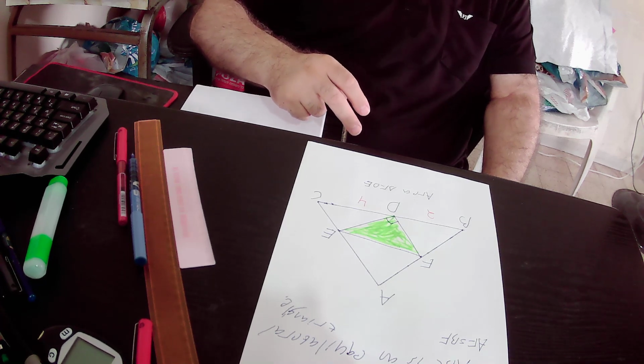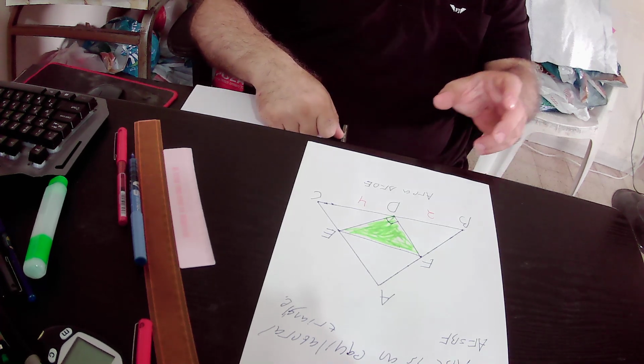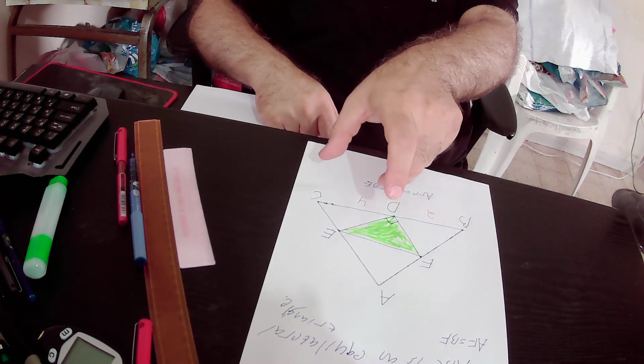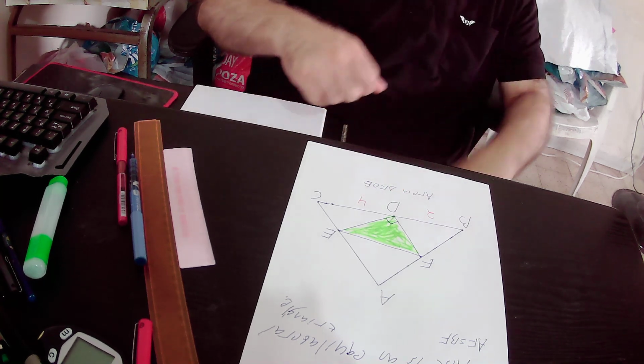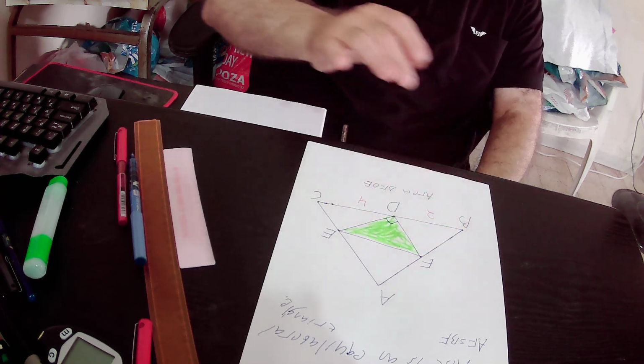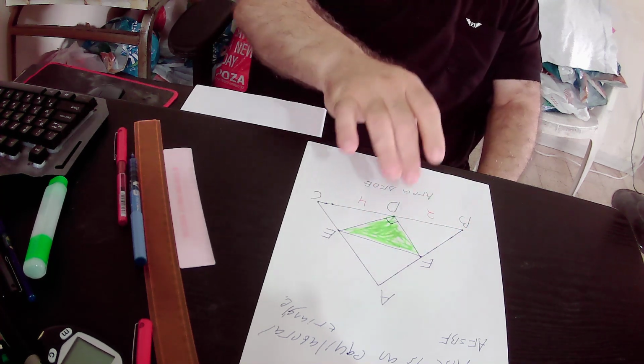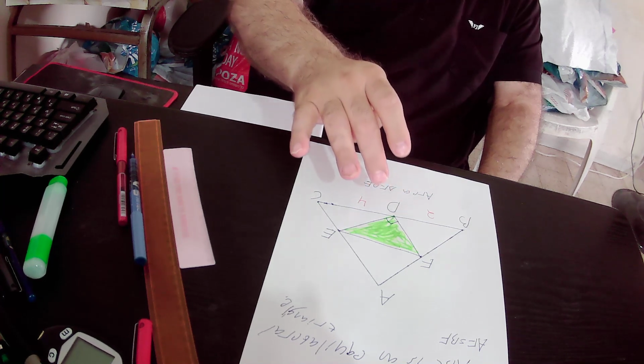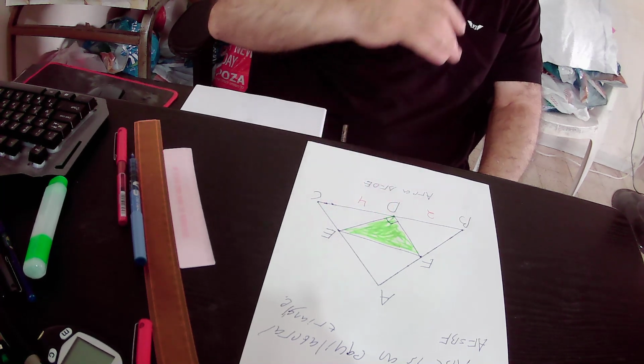We know that BD equals 2 units, DC equals 4 units, and also AF equals BF, and we want to find out the area of the green triangle FED.